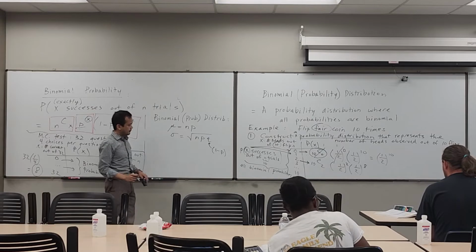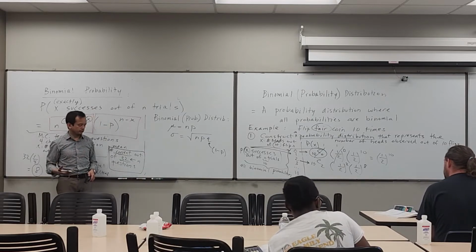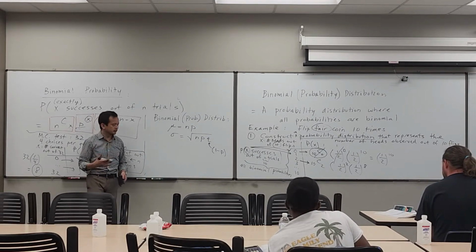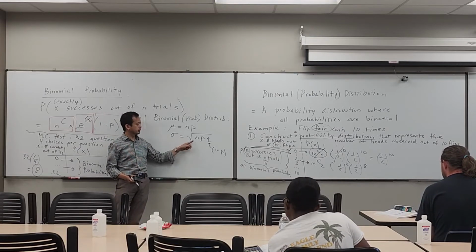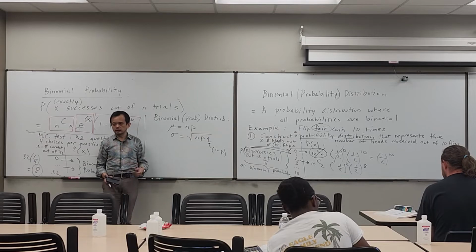So then the variance would just be n times p times q. Very good. So the variance is always the square of the standard deviation. So in this case, the variance would be the square of the square root of NPQ, which is just NPQ.